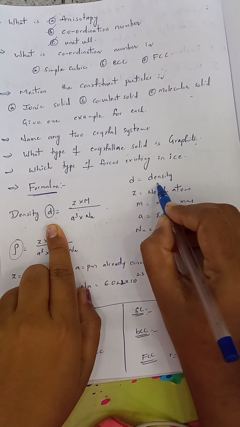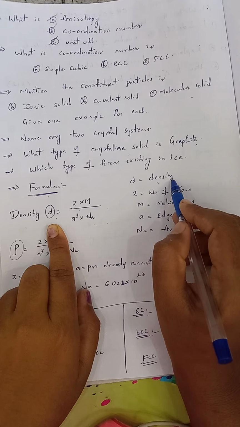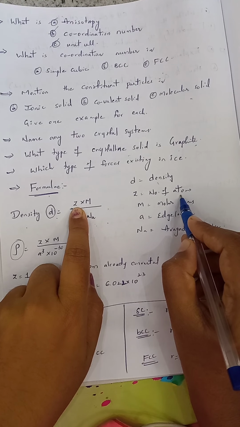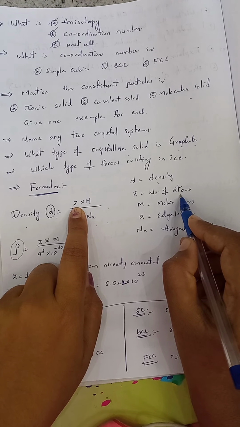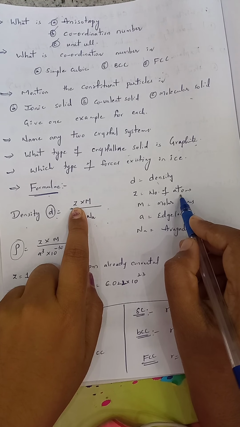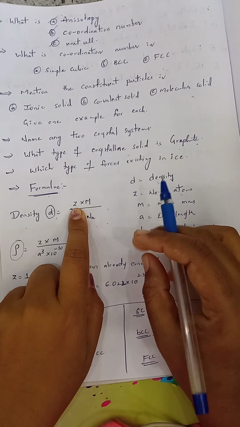D indicates density of the unit cell. Z indicates number of atoms present in that unit cell. So there are three different unit cells in your syllabus, that is simple cubic unit cell, face centered cubic unit cell, body centered cubic unit cell.